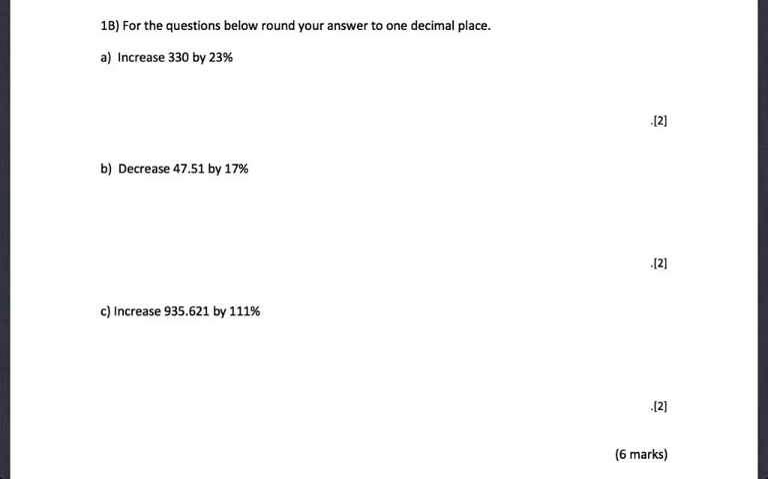So things to note here, the question does ask you to round your answers to one decimal place. In this question we have increase 330 by 23%. So we're going to do 330 times 1.23. When we increase by 23%, we're really finding 123%, and 123% as a multiplier is 1.23. When you do this on your calculator, you get 405.9.